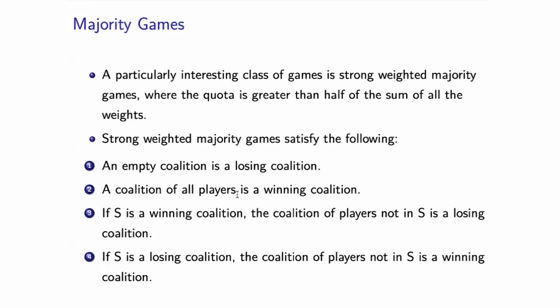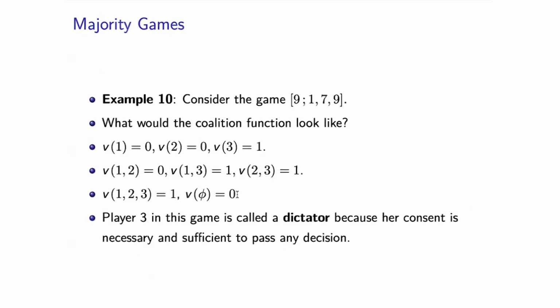But then we also have this interesting requirement, which says that if S is a winning coalition, then the coalition of players not in S has to be a losing coalition. Whereas if S is a losing coalition, then the coalition of players not in S has to be a winning coalition. So let's take a look at an example.